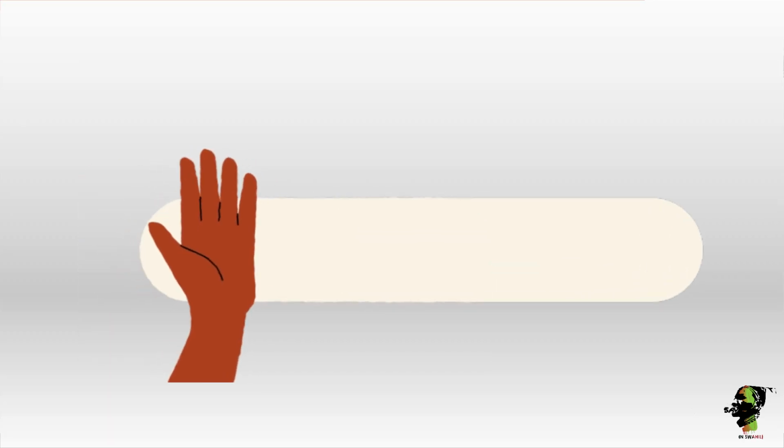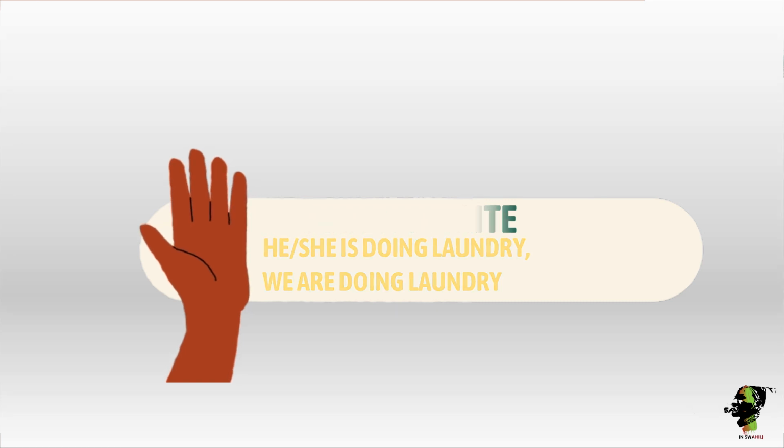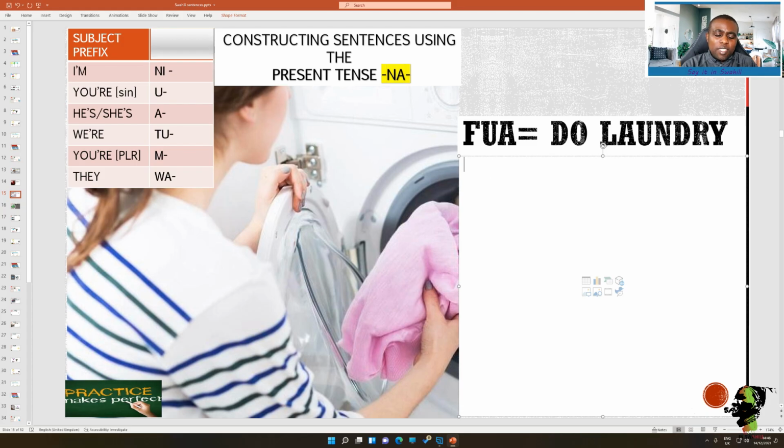Asante sana. Let's look at our next modal verb. And this verb, we're going to use the verb do laundry, fua, do laundry, fua. Again, we have all our subject prefixes here. We've got our present tense and we've got our verb, fua. So let's say the first sentence here, I am doing laundry. How are you going to say that? Ni, which is your subject prefix, plus your tense, present tense, na, plus fua, ninafua.